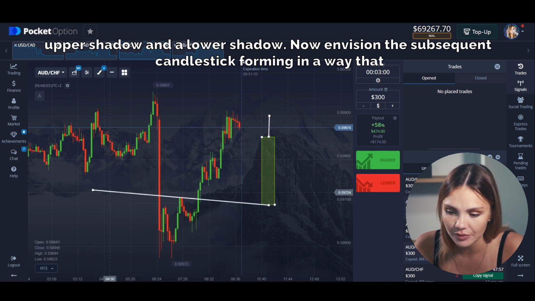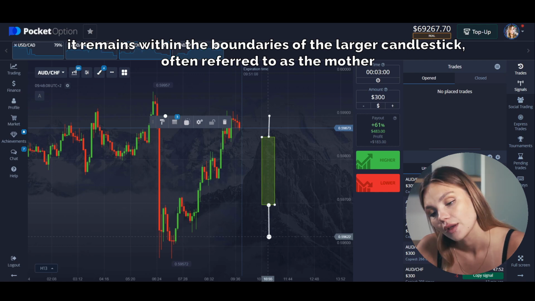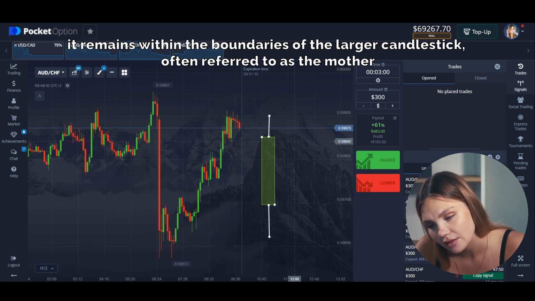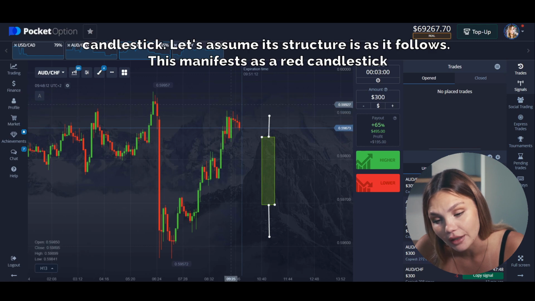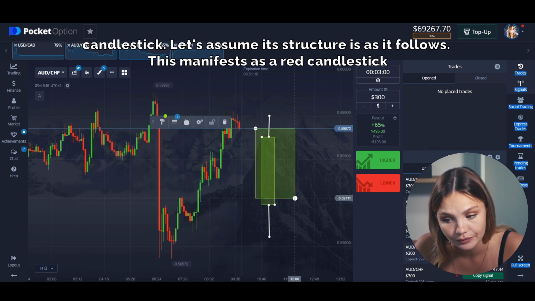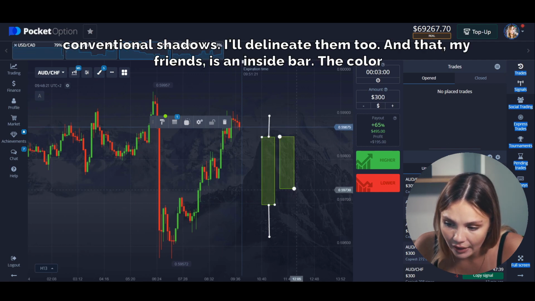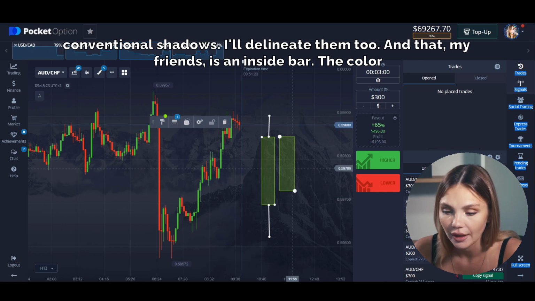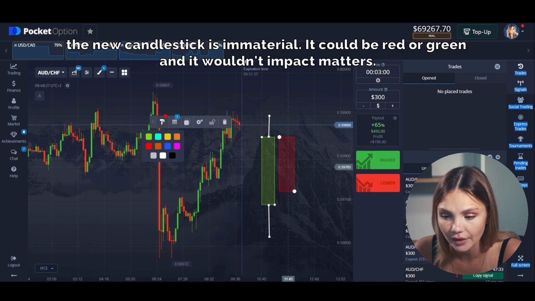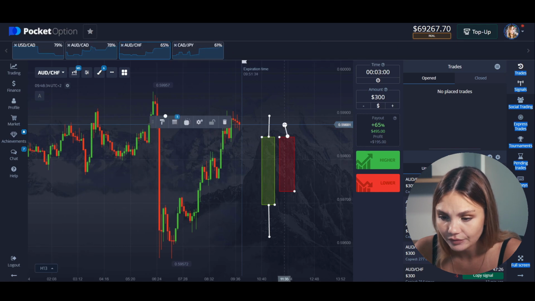The candlestick features an upper shadow and a lower shadow. Now, envision the subsequent candlestick forming in a way that it remains within the boundaries of the larger candlestick, often referred to as the mother candlestick. Let's assume its structure is as follows. This manifests as a red candlestick with conventional shadows. I'll delineate them too. And that, my friends, is an inside bar. The color of the new candlestick is immaterial. It could be red or green, and it wouldn't impact matters.